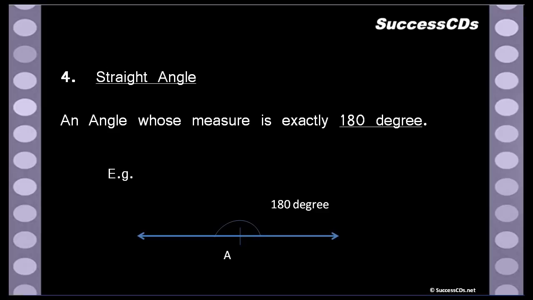Next we come to straight angle. A straight angle is an angle about a point whose measure is exactly 180 degrees. Now if you see this line, at around point A, you have to measure the angle around point A. You start from here, you go till this side. Now it's a straight line. A straight line is always at an angle of 180 degrees. Please remember, a straight line is an angle measure of 180 degrees. Therefore, angle around point A is 180 degrees.